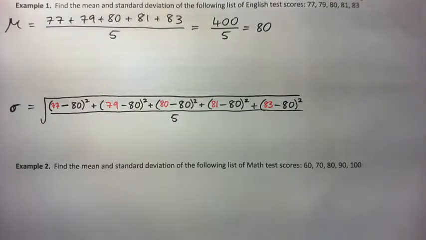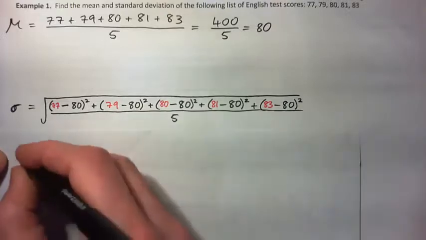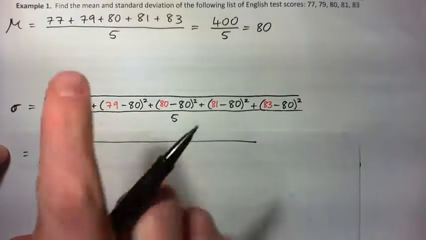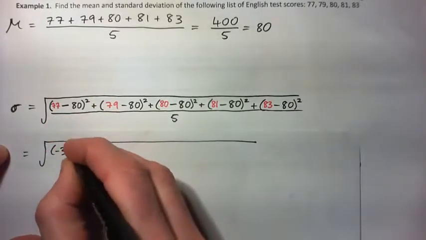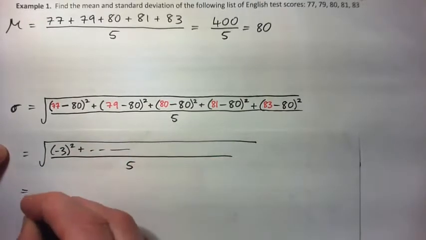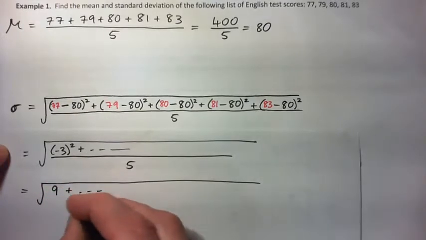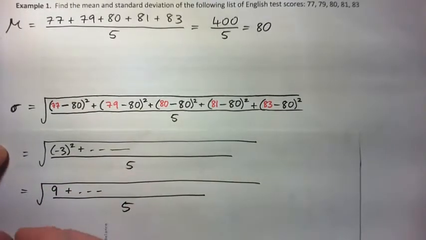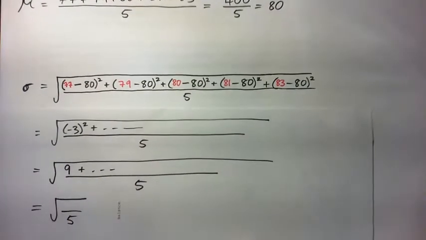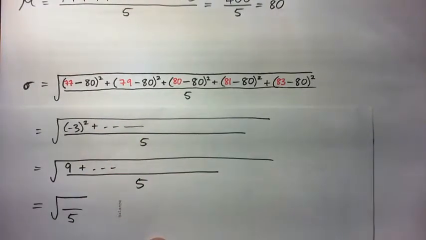What you could do at this point is go, okay, I'm going to write a big square root and calculate bit by bit. So 77 minus 80, that's negative 3. Then I'm going to square that, add all that stuff up, and divide by 5. Then I'm going to write out another big square root, because negative 3 squared is 9, and I'm going to add, then divide by 5. If you do it this way, you're just going to have to write out a whole bunch of big square roots. You can do it that way, but it's a little messy.